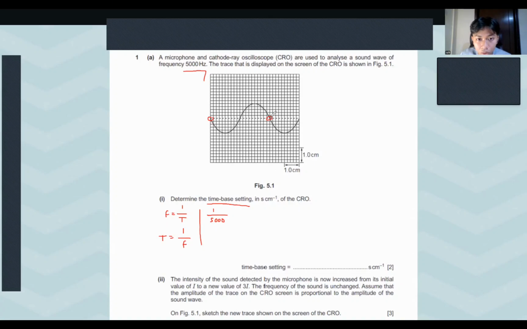If you count this one, 1, 2, 3, 4, 5. Okay. This is equal to 4 centimeters. You can see that 1 centimeter is equal to 5 small squares. So if this is equal to 1 centimeter, then this one equals 4 times the setting. So it is 1 over 5,000 times 4.